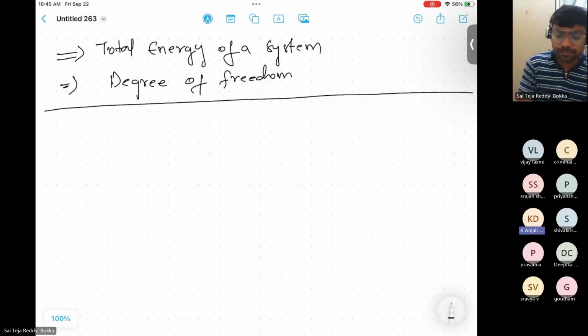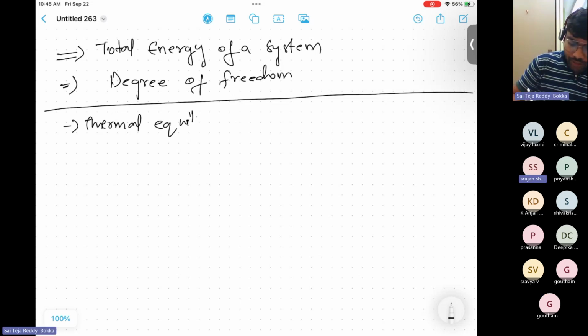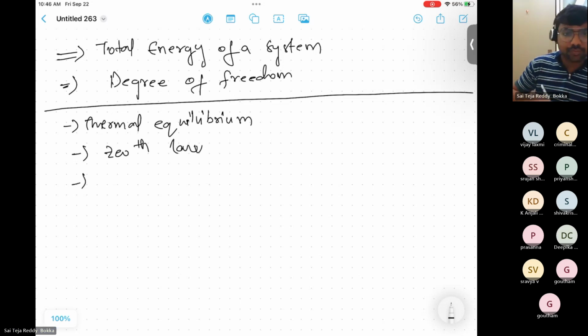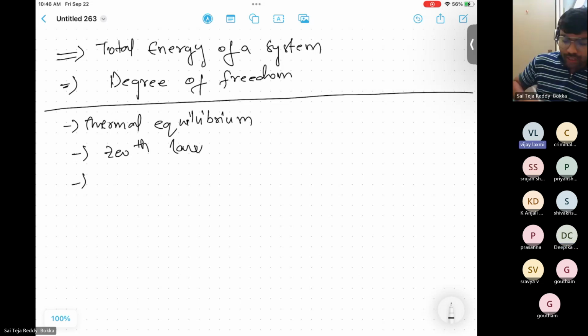థర్మల్ ఈక్విలిబ్రియం, జీరోత్ లా. Thermal equilibrium and zeroth law. And next, first law. Okay.